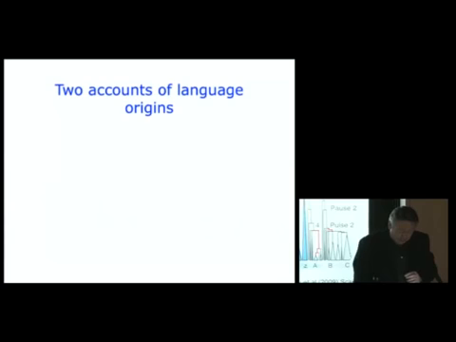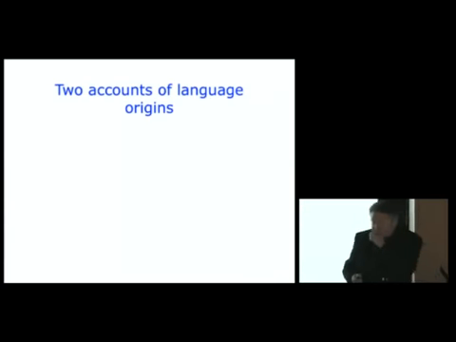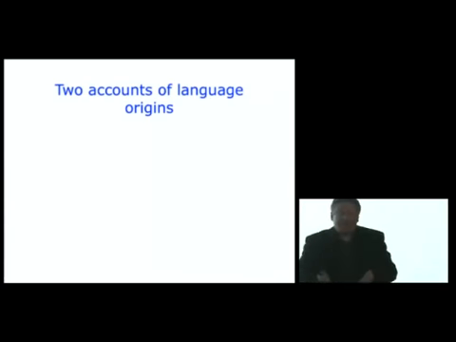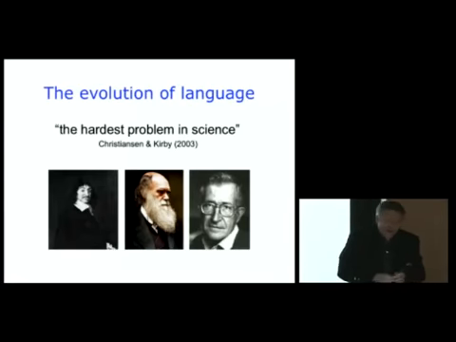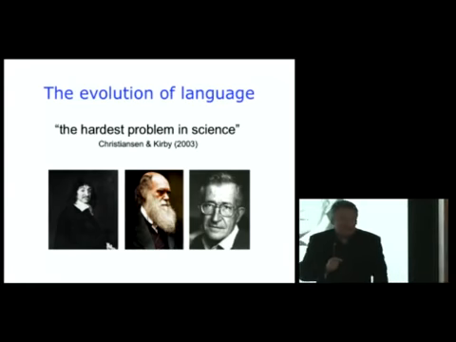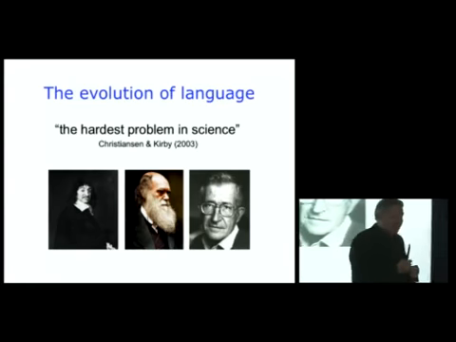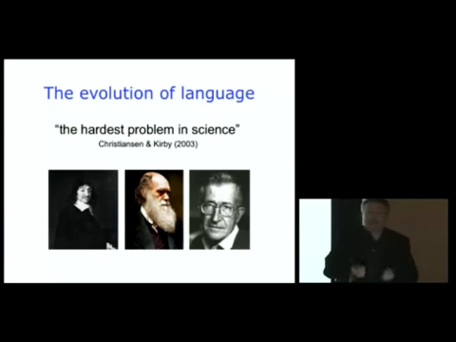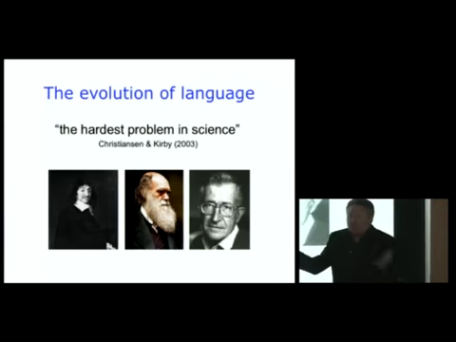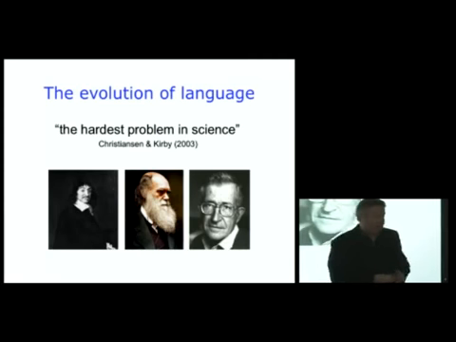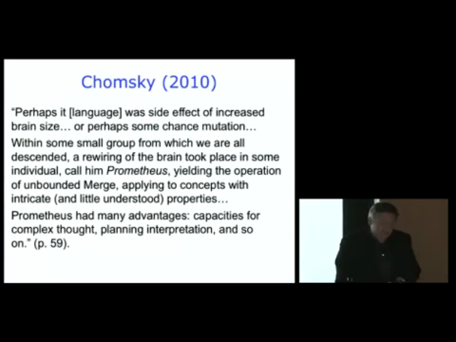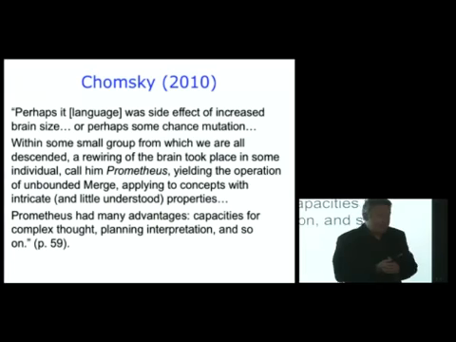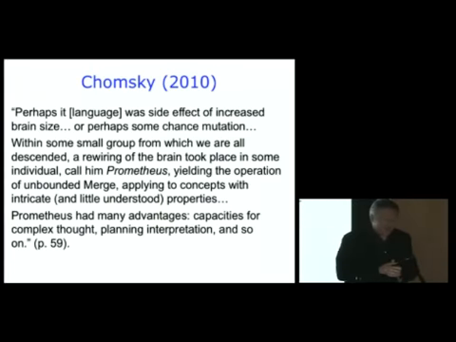In the final part of my talk, I want to contrast two accounts of the origin of language, or the language faculty. And this has been described by Christiansen and Kirby as perhaps the hardest problem in science. And certainly in contrast to the tractability of analysing the cultural evolution of language, this is indeed a really hard problem. Here is Chomsky's account of how this faculty, maybe in a narrow sense, maybe in a slightly broader sense, evolved.